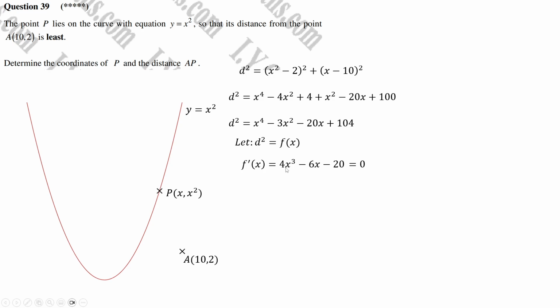So if you look at this here, we've got some cubic, okay? We don't know what the solution is going to be, so we're just going to try stuff. If you try 1, we've got 4 minus 6, which is minus 2. Minus 2 minus 20 is not equal to 0. If we try 2, we've got 2 cubed, which is 8. 8 times 4 is 32. 32 minus 12 is 20, and then 20 minus 20 is 0. So x equals 2 is a solution here.